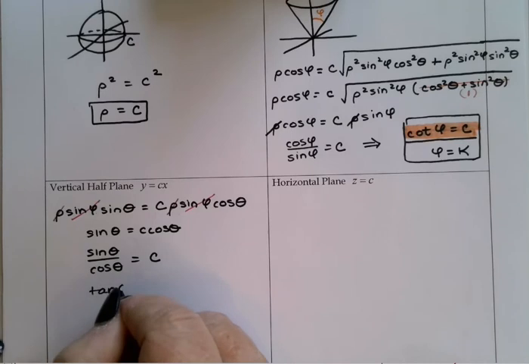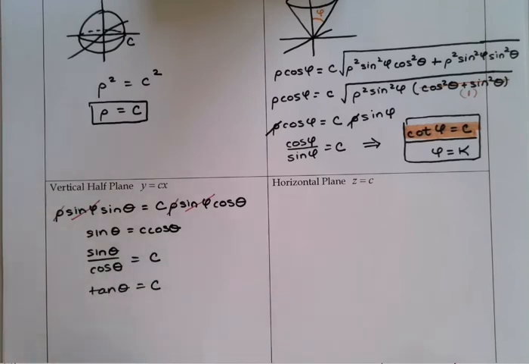That means tangent theta is equal to a constant, and theta would be the inverse tangent of the constant, which is also another constant. This one shouldn't be a surprise to us. That was the exact same as the equation for a half plane when we were using cylindrical coordinates.